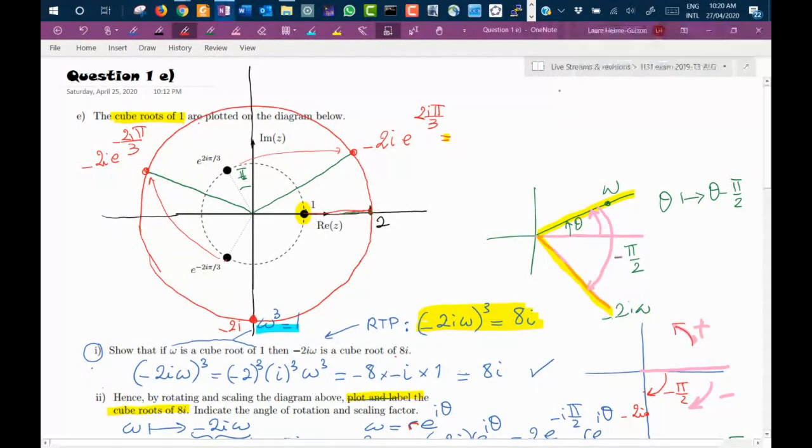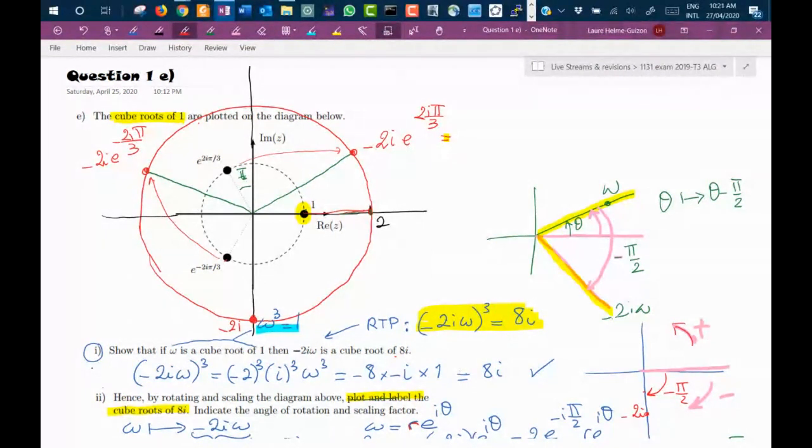I'm just a tad bit confused and would like to clarify some stuff. The question is asking, when it says hence by rotating and scaling the diagram above, plot and label the cube roots of 8i.